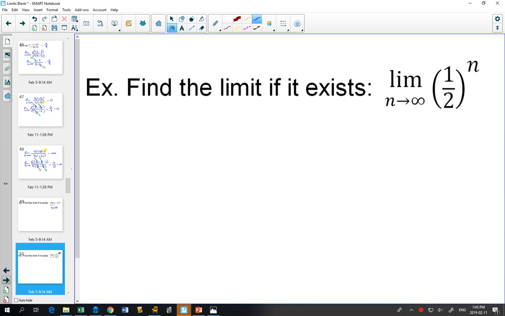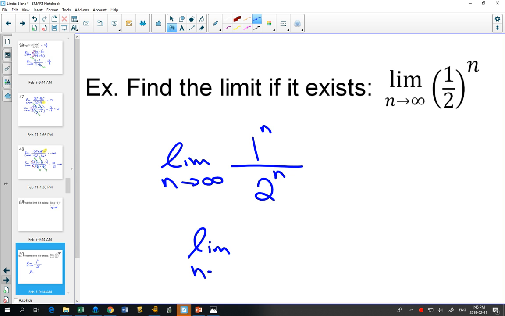So first of all, this idea, 1/2 to the n. If it's 1/2 squared, it'd be 1/4. 1/2 cubed would be 1/8. As you get bigger and bigger, can you see that this is using your exponent rules? This is the same as 1 over n and 2 to the n. You could put that exponent to both. And 1 to any exponent is still going to be 1.